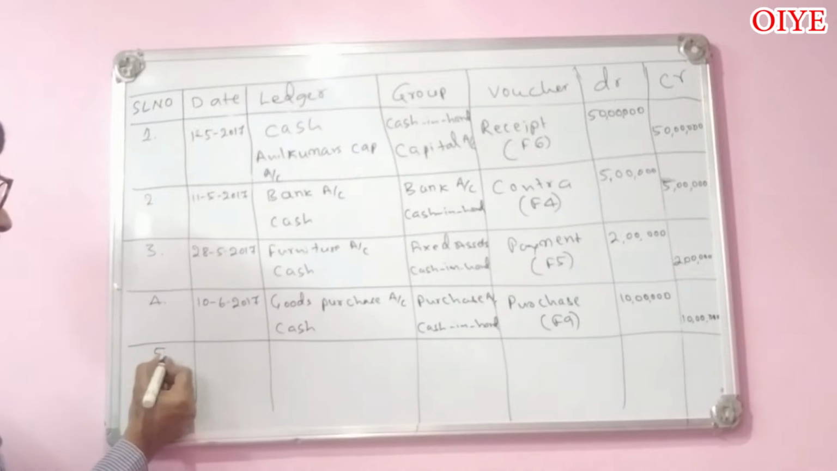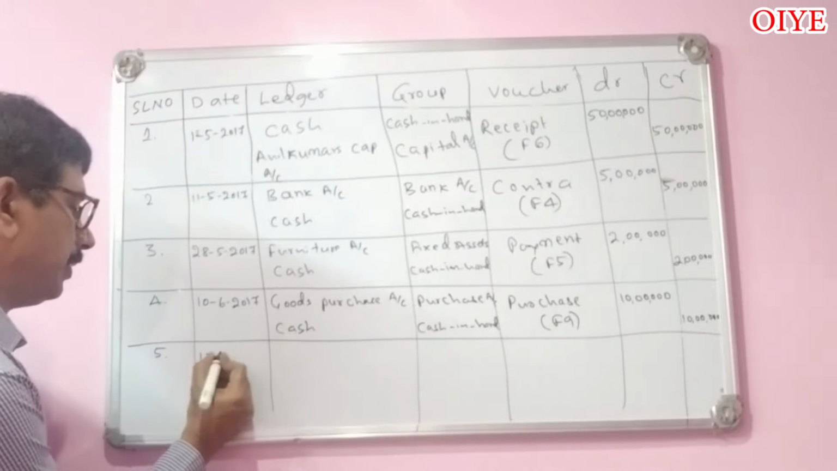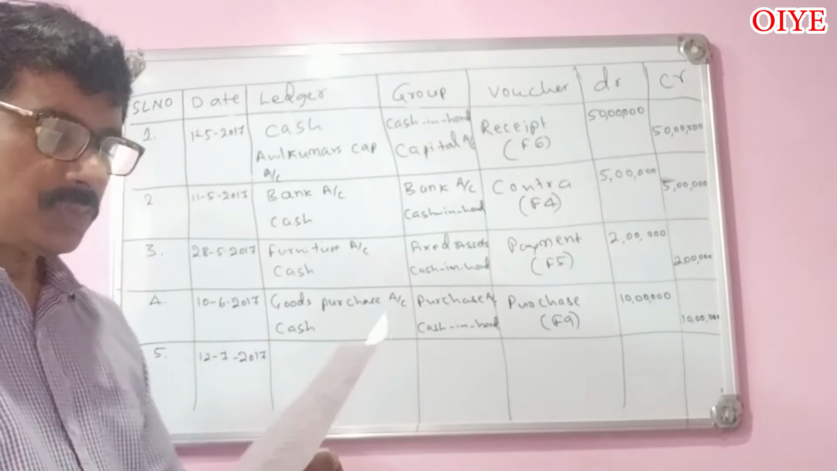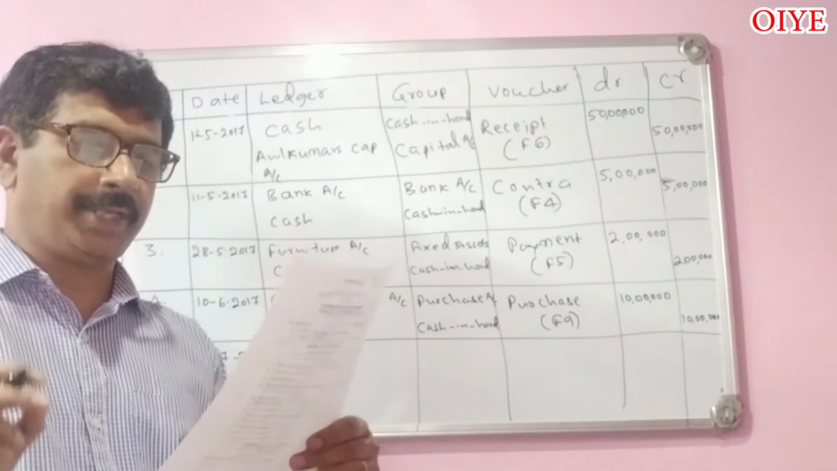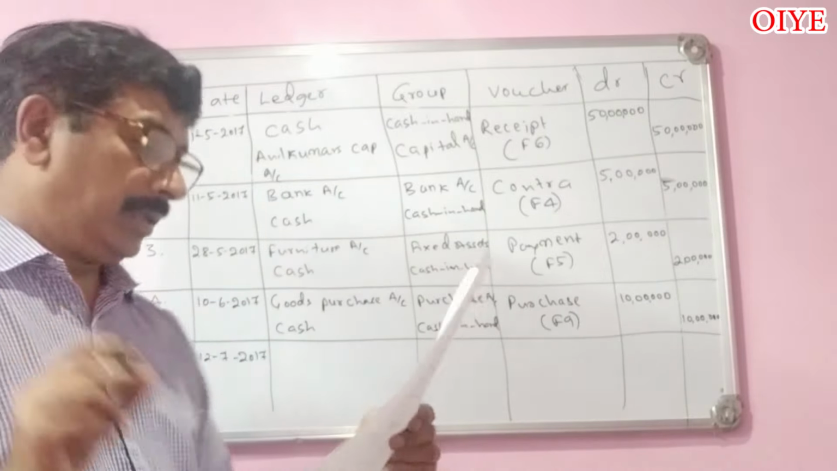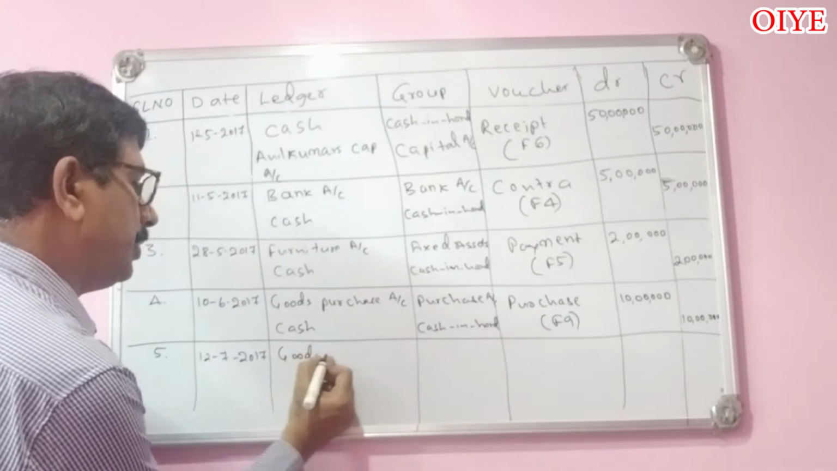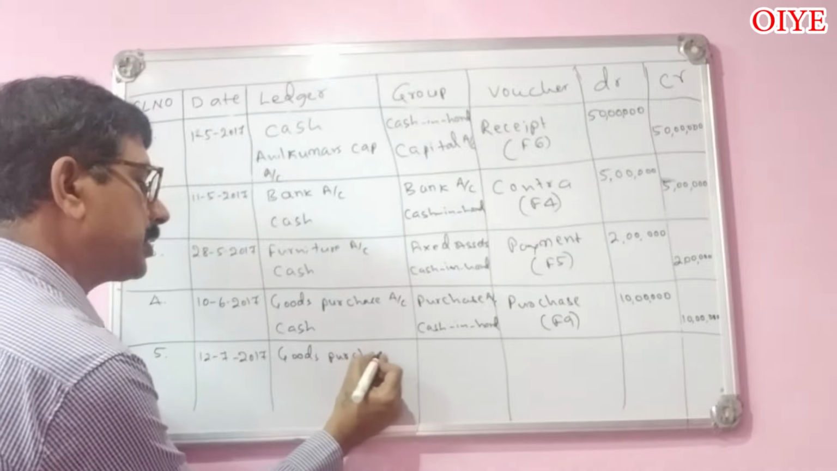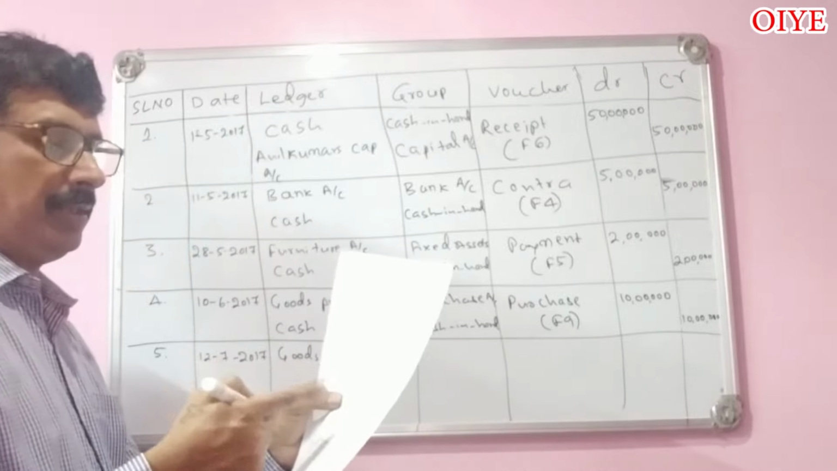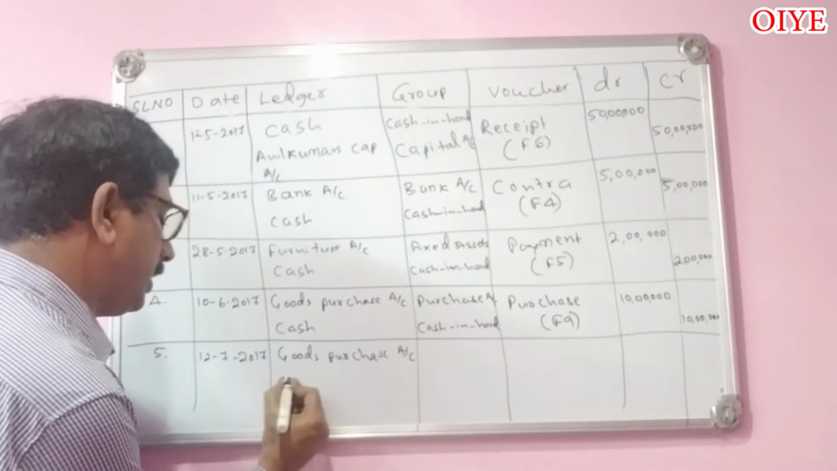Then the fifth one. Fifth entry is 12/7/2017. Purchased goods from Mr. Shekhar on credit for rupees 10 lakh. Here, once again, we will take goods purchase account, just like above entry. But instead of cash, here they specifically mention on credit from Mr. Shekhar. So, Shekhar's account.